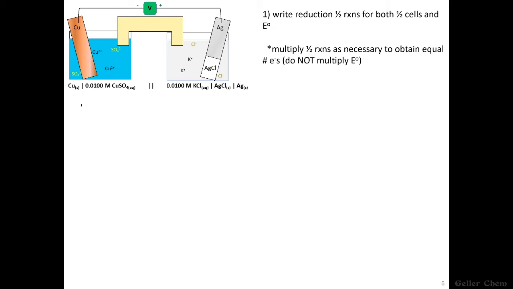So step 1, on the right side, we have the following reduction half reaction. AgCl solid meets one electron and forms an equilibrium with Ag solid plus Cl minus, which is aqueous, but we won't write that phase. You might be wondering, how did I know that's the reaction? We will definitely get into that later. For now, just trust me.